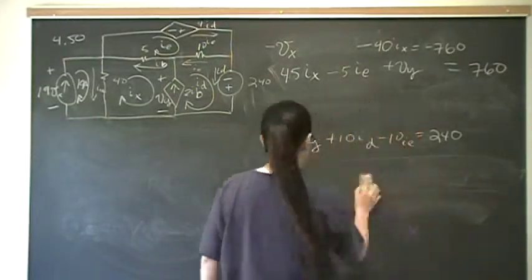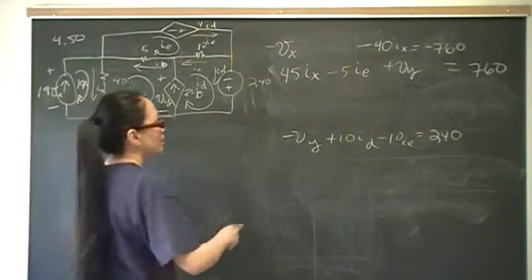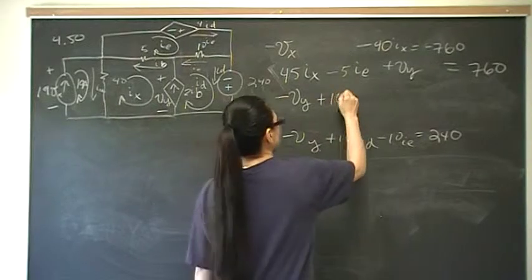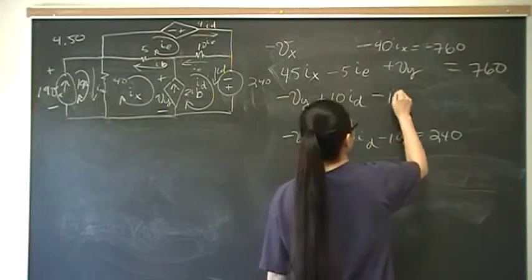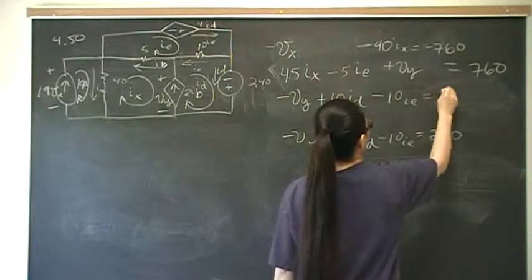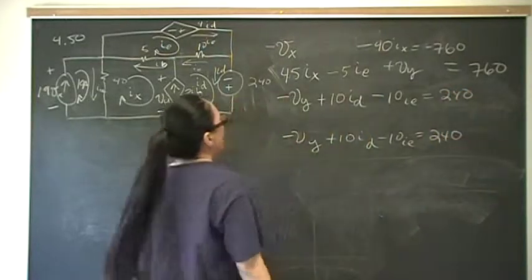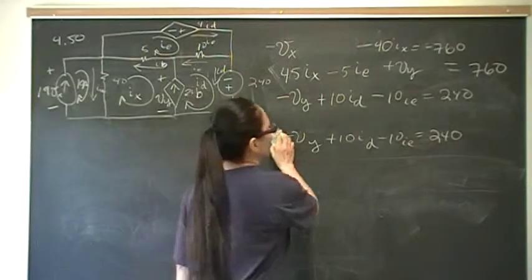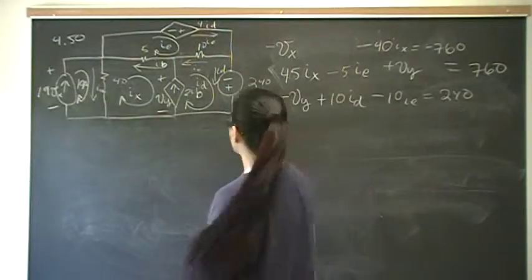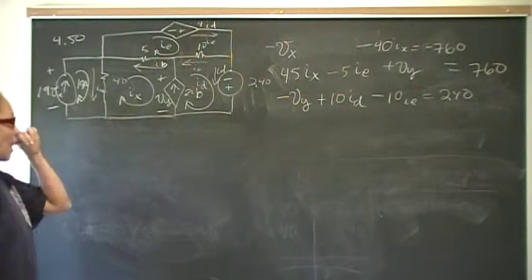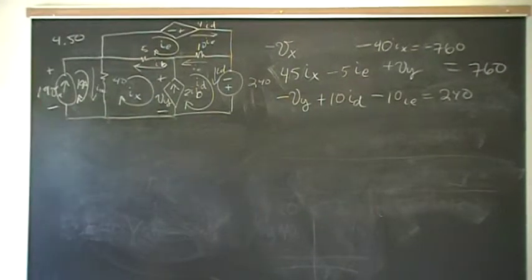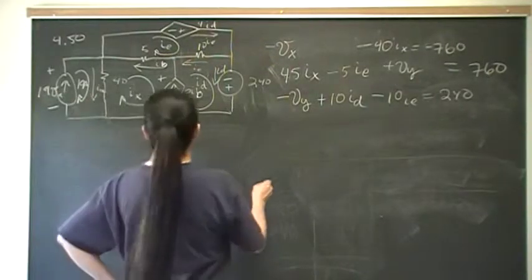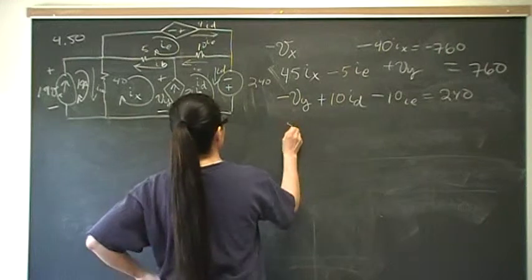But let's just go ahead and do it this way. So our next equation is minus Vy plus 10ID minus 10IE is equal to 240. Okay, well that's fine, whatever. I was going to do the super mesh, but never mind. All right, so that's mesh at ID. Mesh at IE. Mesh at IE, we're going to start at the 5 ohm resistor. So we got 5.